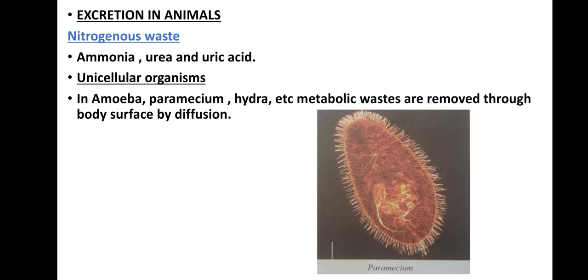In unicellular organisms like amoeba, paramecium, hydra, etc., metabolic wastes are removed through the body's surface by diffusion. Earthworms, insects, and leeches have special tubular structures to remove their waste products. Higher animals like mammals, including human beings, have a well-developed excretory system, which we have discussed.